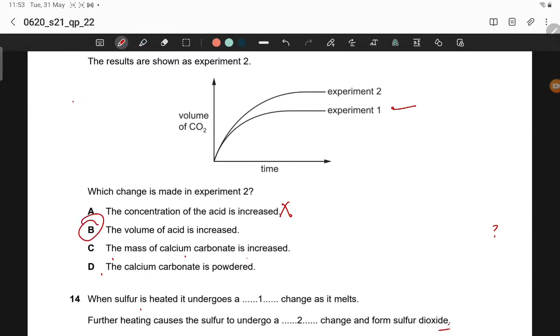The mass of calcium carbonate is increased does not affect because calcium carbonate is excess reactant. The calcium carbonate is powdered, so it again, because it is excess, so it does not matter.